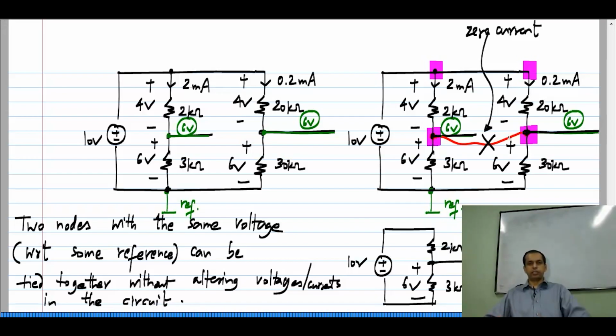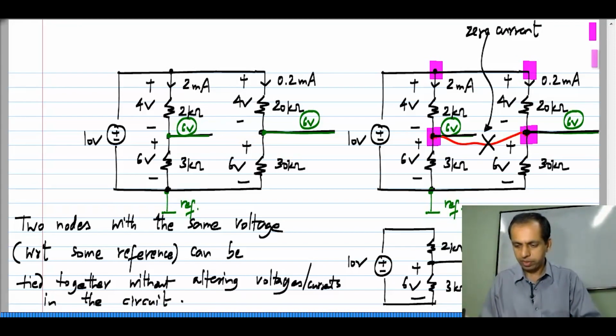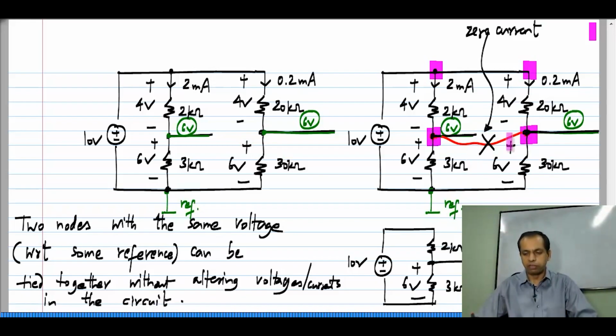If you have a wire which is carrying 0 current, you can cut it off without altering the voltages and currents in the circuit. Because if you imagine Kirchhoff's current law equations at either node, they will be exactly the same if you cut this wire off or not, because if you have this wire, only 0 current was flowing through it. So, the current through this 2 kilo ohm resistor equals that through the 3 kilo ohm resistor. If you open this wire, then clearly these 2 currents have to be equal to each other. So, it does not make any difference at all.